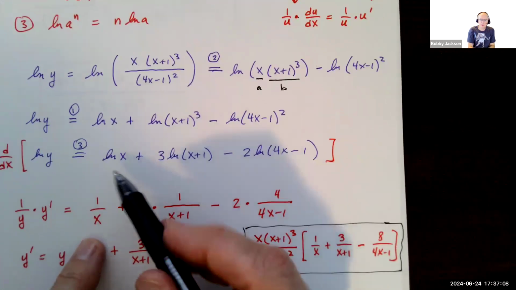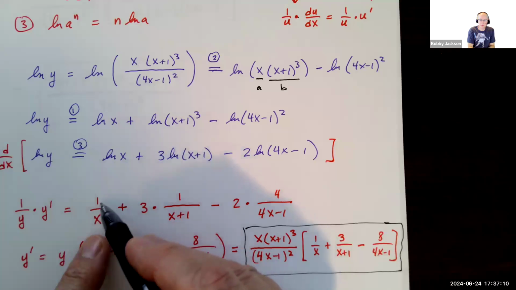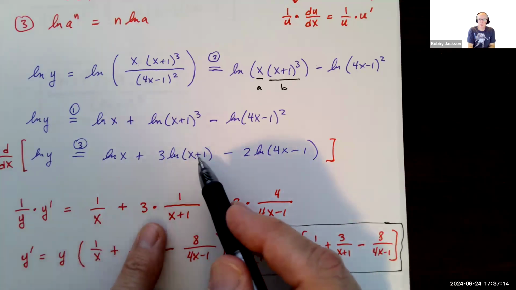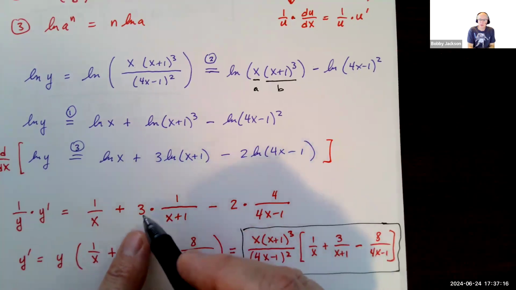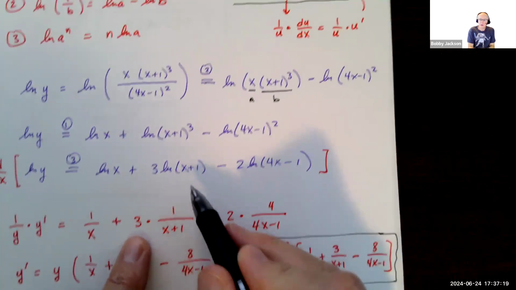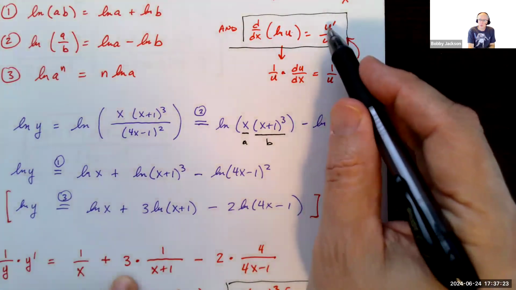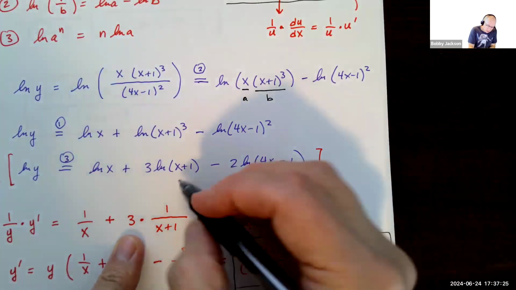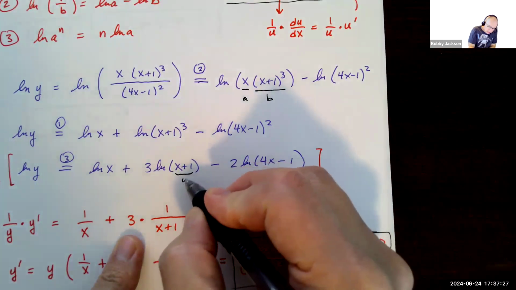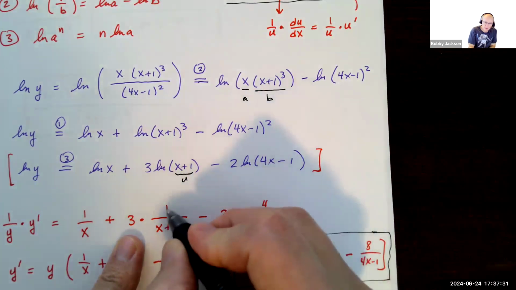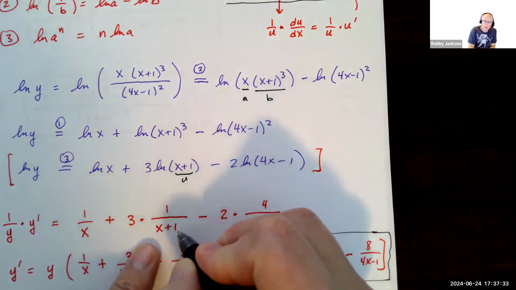Now, over here, we take the derivative. What's the derivative of natural log of x? As we said above, that's just 1 over x. What's the derivative of 3 times the natural log of x plus 1? Well, we got a little chain rule. 3 is a constant multiple. And remember what I said, it's just the derivative of natural log of u is u prime over u. Well, u here, in this case, is x plus 1. All right, so u is down here. What's u prime? What's the derivative of x plus 1? It's just 1. So this is just 1 over x plus 1.